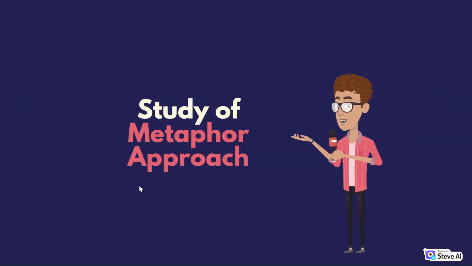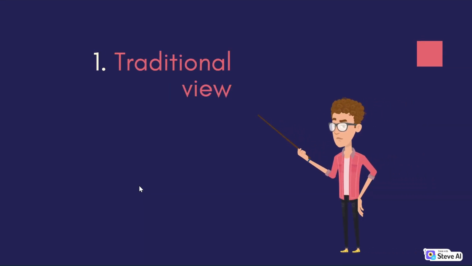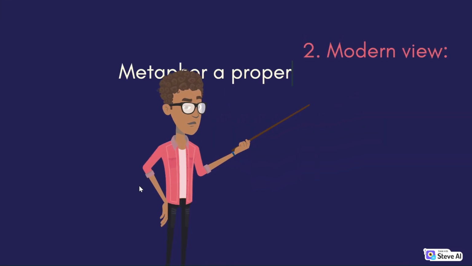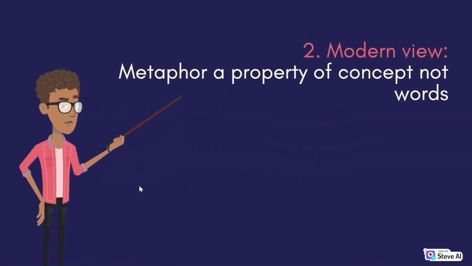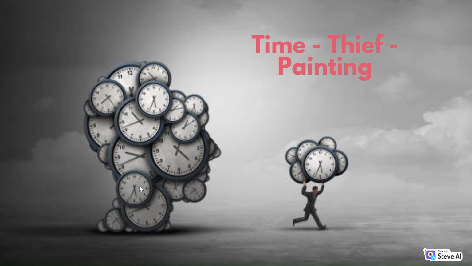So now let's discuss the approaches to the study of metaphor. Firstly, the traditional view: metaphor is a property of words, meaning a linguistic phenomenon. And then the modern view, that is the cognitive linguistic approach: metaphor is a property of concepts, not words. One example of modern use is time thief painting. Time is mapped onto the concept of a thief, highlighting the idea that time can steal moments or opportunities from us.